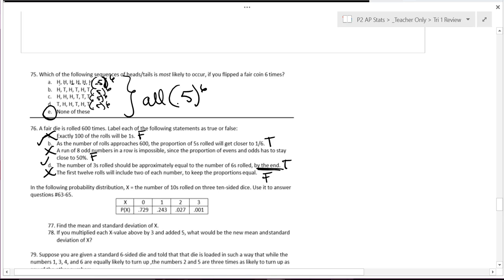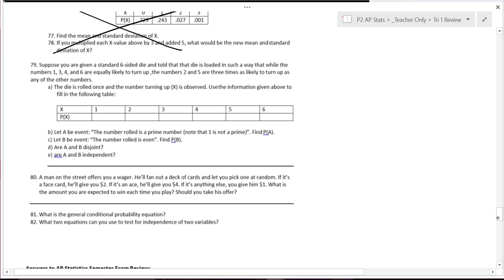You do not have to do 77 and 78. We did not go over that. We are going over that next unit.